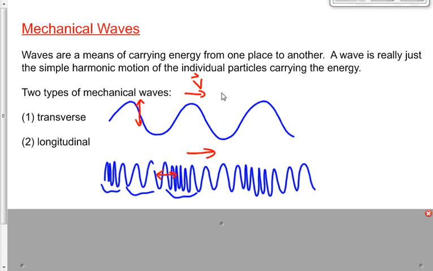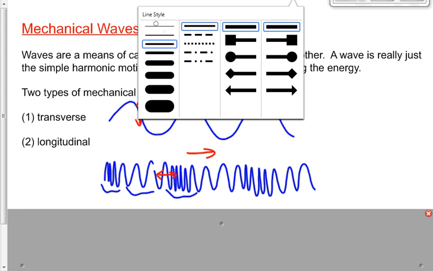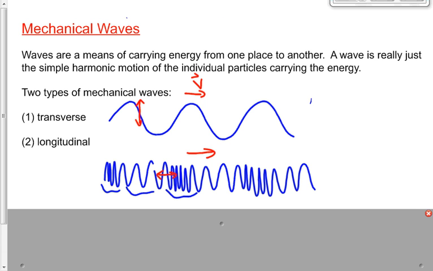Let's write down a couple words for each of these as well, just so that you can remember that when you go back to study it. Let's say motion. This one is motion of the particles. Perpendicular, or 90 degrees. Perpendicular to the motion of the wave. And this one, of course, is going to be motion of the particles that are parallel to the motion of the wave.